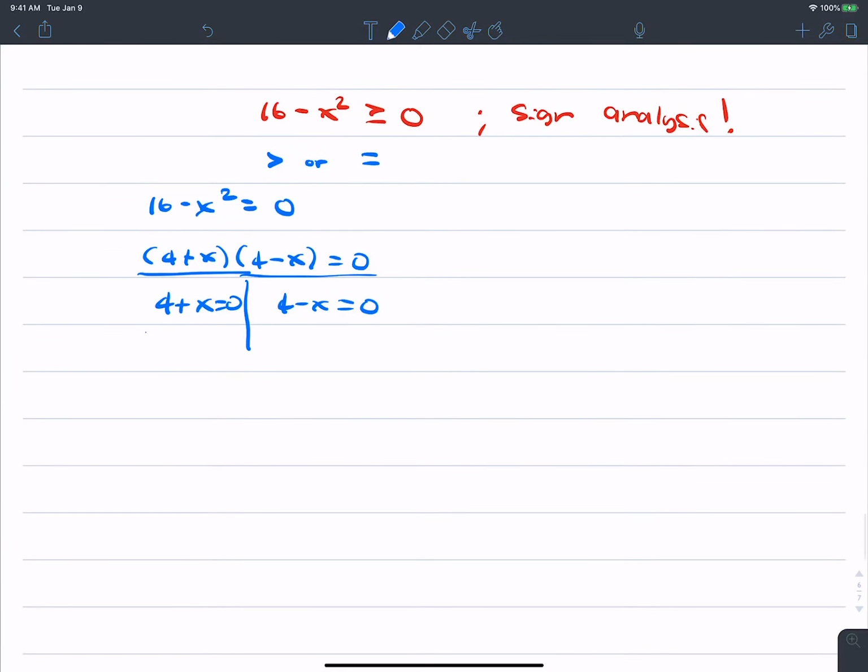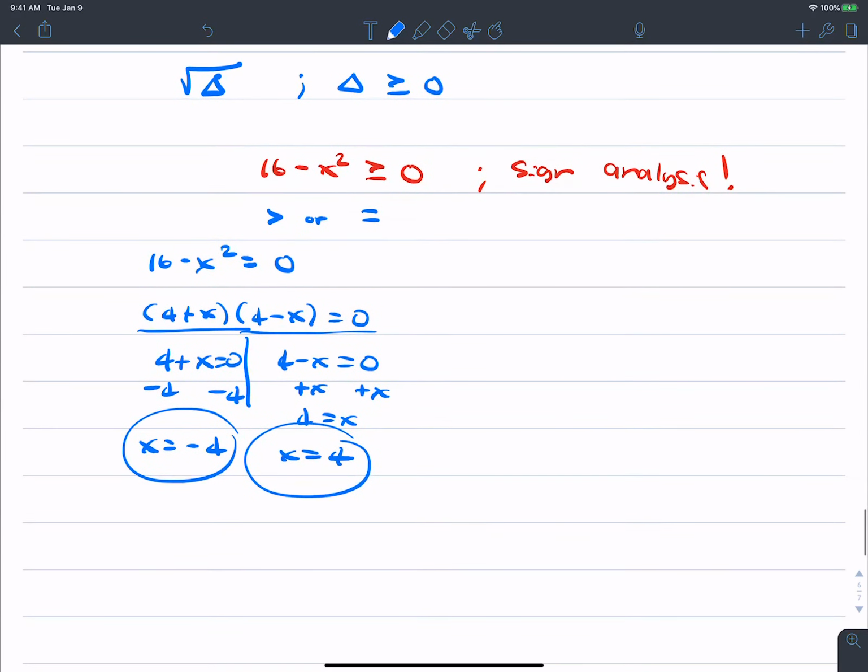So we can subtract 4 from both sides, and we'll get x equals negative 4 for the first one. Here we can add x to both sides, and we get 4 equals x, or simply x is 4. So we actually solve two equations here. We solve the equality. This is where the quadratic, again, let's go back here, equals 0. There's the equality version.